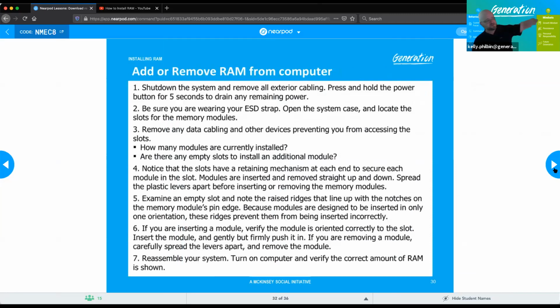All right, we just went through all this. Add or remove computer RAM. When you go back through it, read through the steps; we just went through this again. Are there any questions with regards to the steps of installing RAM? Good.